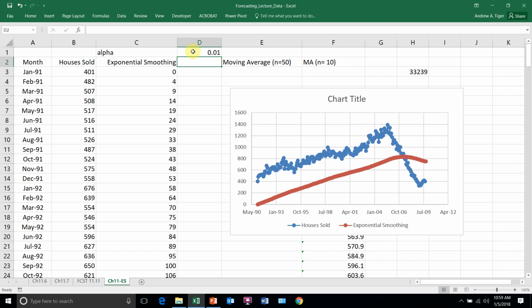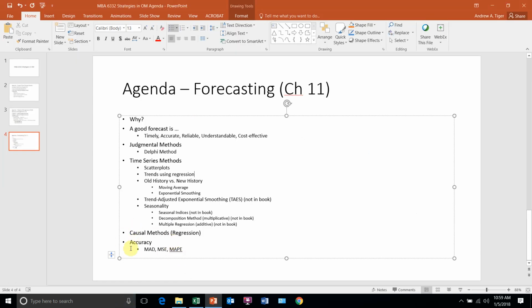Okay, later on when we talk about forecast accuracy, we're going to determine what the best alpha should be. Thanks.